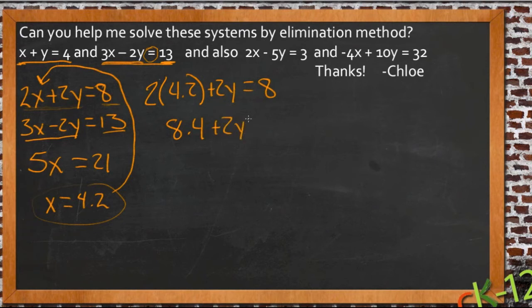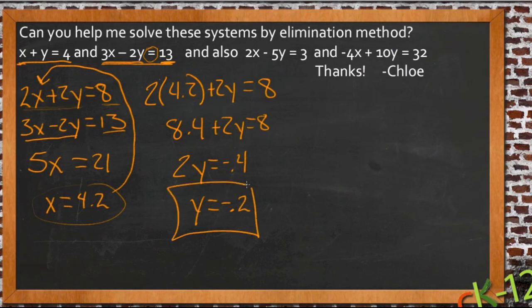8.4 plus 2y equals 8. Subtract 8.4 from both sides, and I get 2y equals negative 0.4. Divide both sides by 2, and I get y equals negative 0.2. So x equals 4.2 and y equals negative 0.2 works for both equations.